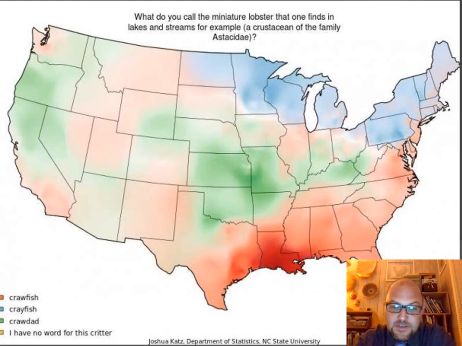My favorite part of this map was made by a guy at North Carolina State University, and you can tell that he's from the South because his null answer is, "I have no word for this critter." Not "I have no word for this animal." Not "I have no word for this creature," but "I have no word for this critter." That's a very Southern way of putting that.